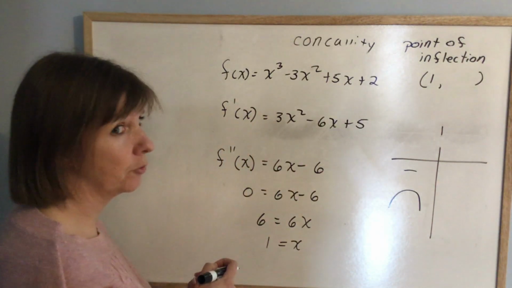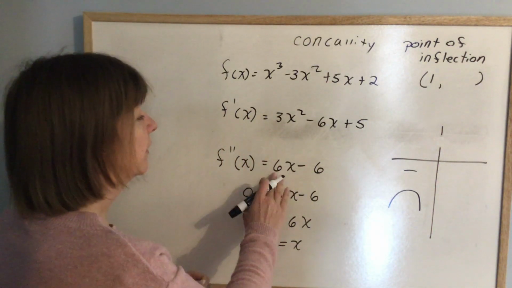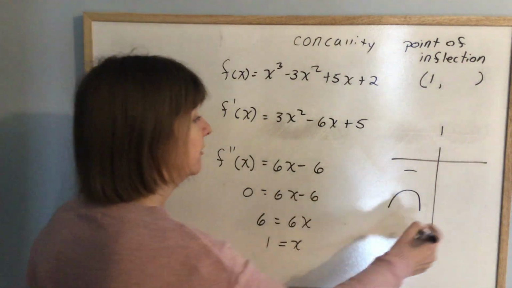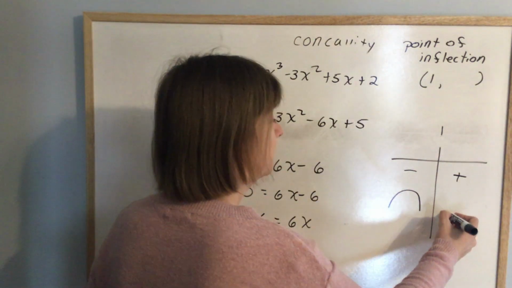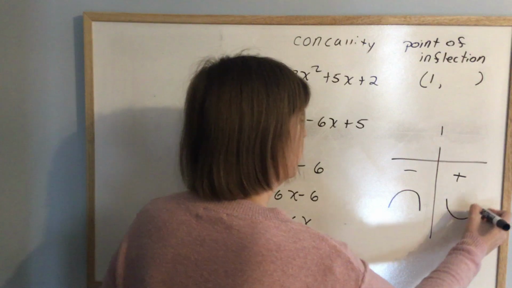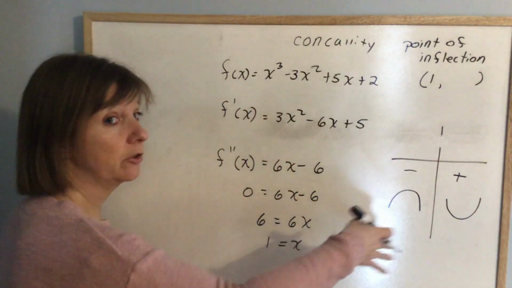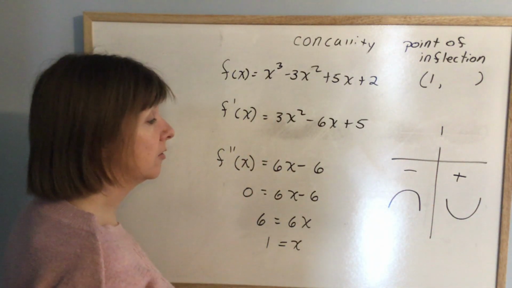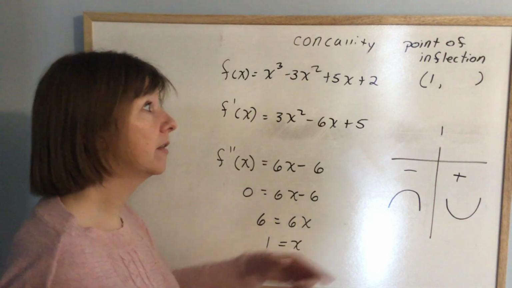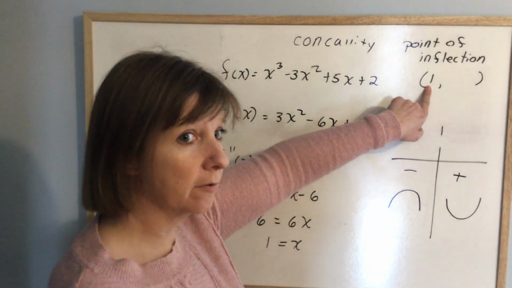I'm going to pick a number after 1, like 2. 6 times 2 is 12. 12 take away 6 is positive 6. And because it's positive, that means it's concave up. Okay, it's switched. Because it's switched, that means there is a point of inflection where x is 1.